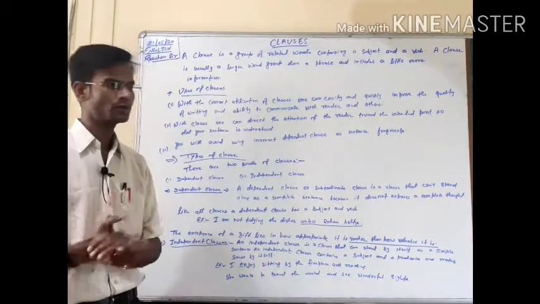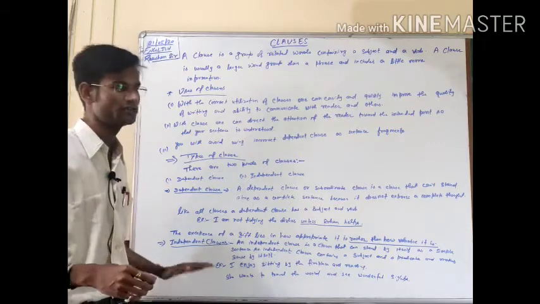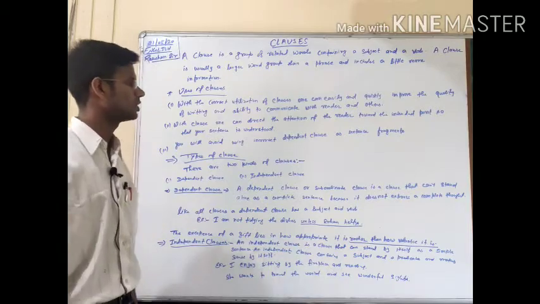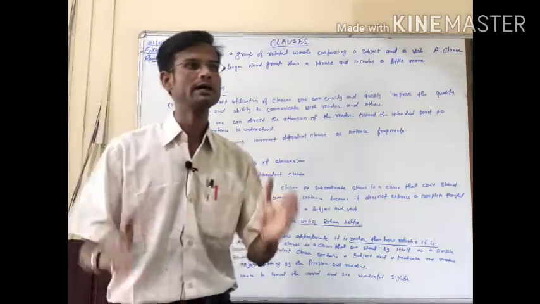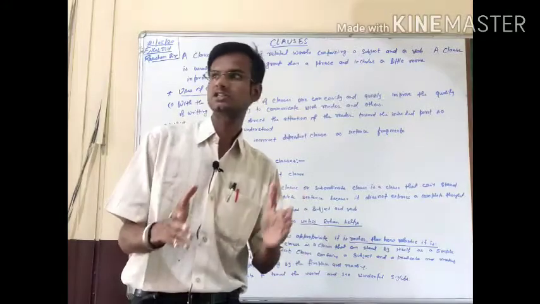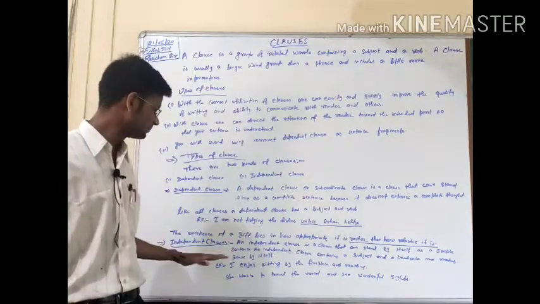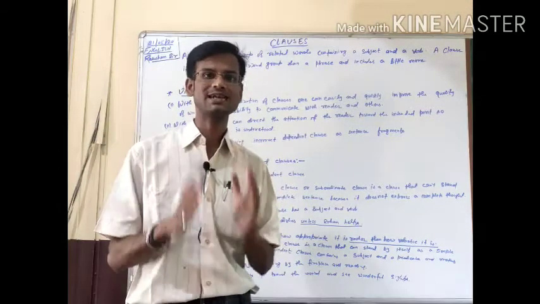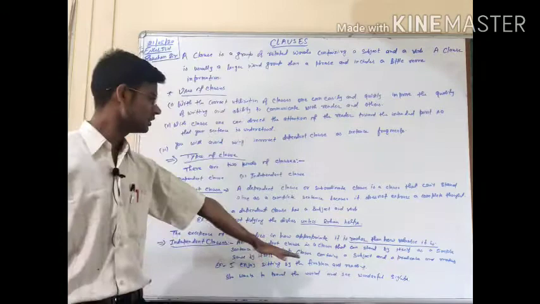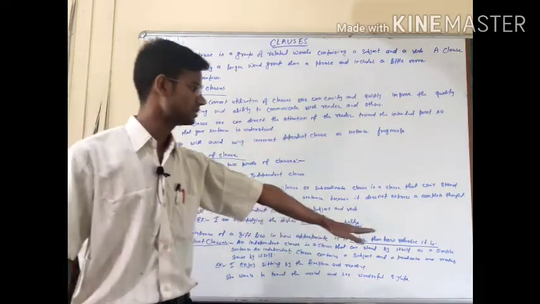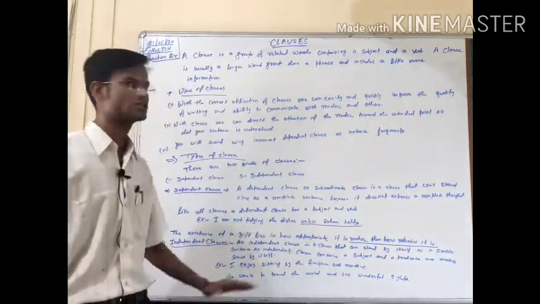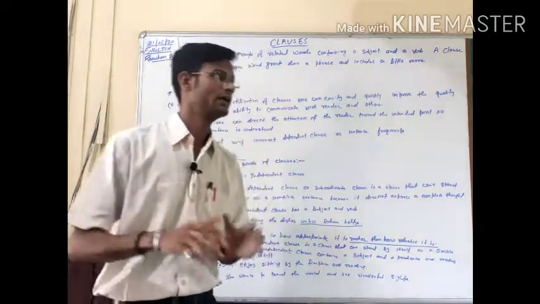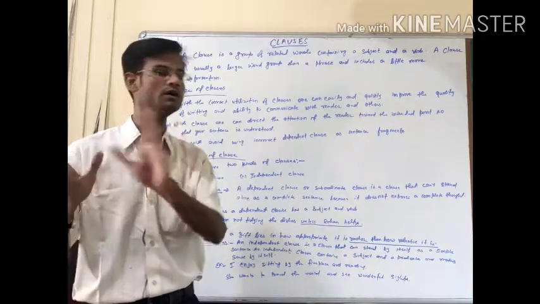And the last topic for this video session is the definition of the independent clause. An independent clause is a clause that can stand by itself, as a simple sentence. An independent clause contains a subject and predicate and makes sense by itself, and with the help of the subject and verb it makes a complete sense for a sentence.